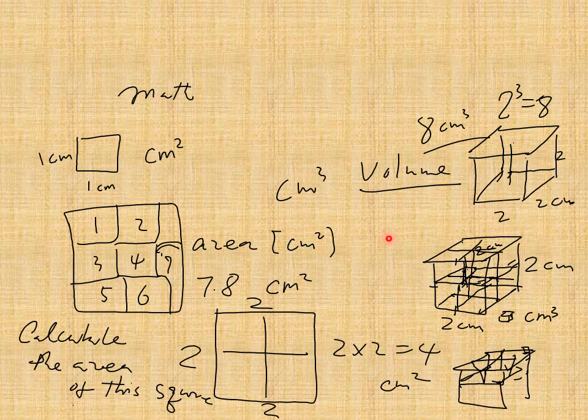Whereas volume is length cubed, which means length times length times length. For example, if I have 2 centimeters on this side, 2 centimeters on this side, and 2 centimeters on the vertical side, how many cubic centimeters is that cube? That will be 2 times 2 times 2, which is 8. So you can imagine there are 8 tiny cubes put together to make this big cube.